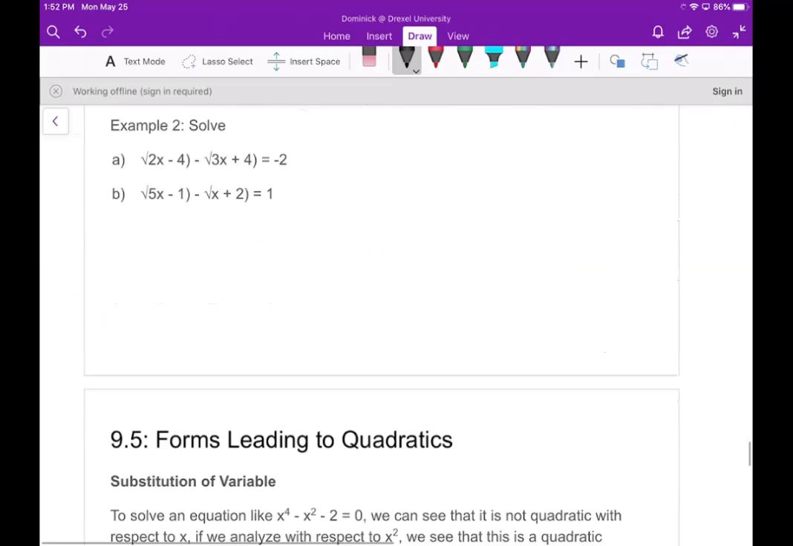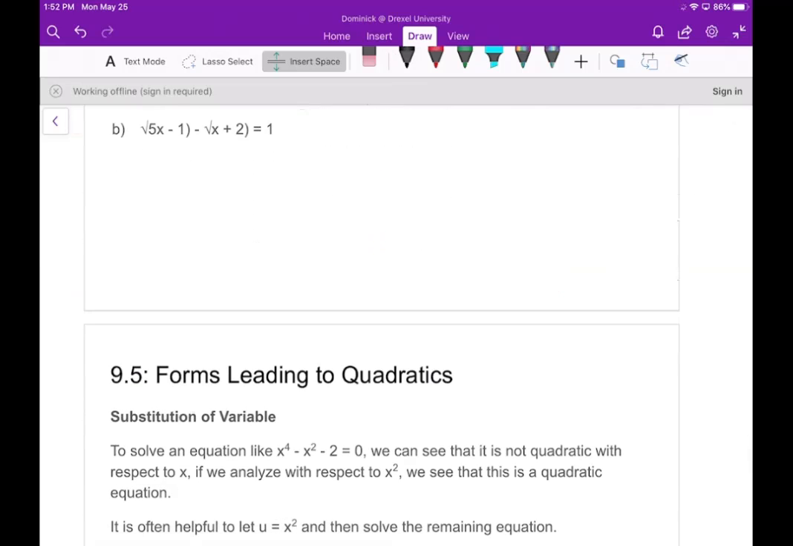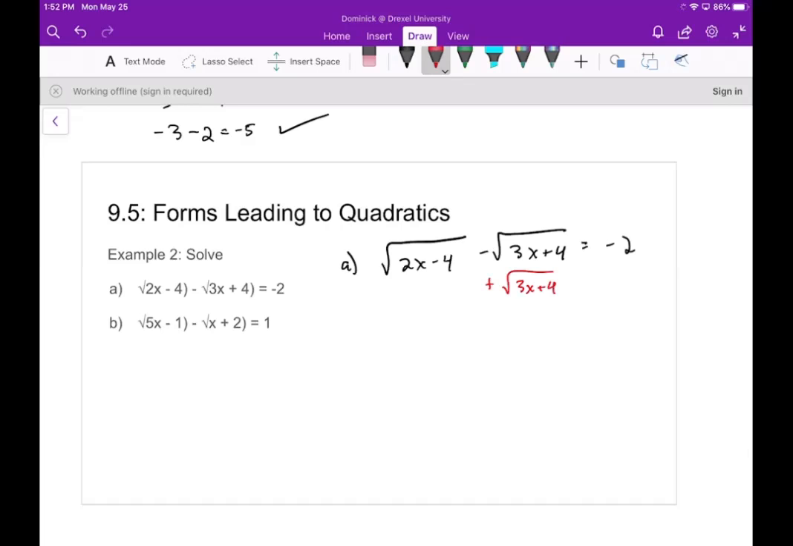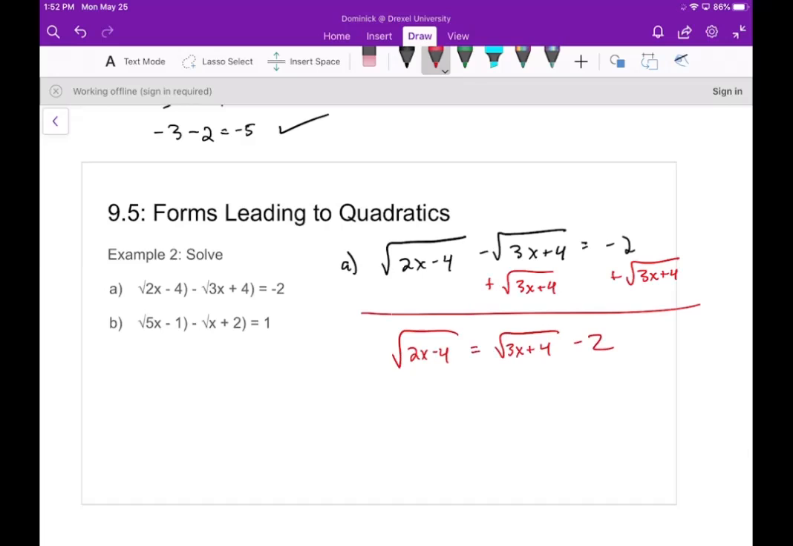Okay, now what happens if you have more than one square root? Well, then it gets a little bit more interesting. So in part A, for example, we have the square root of 2x minus 4 minus the square root of 3x plus 4 equals -2. Well, let's get the first one by itself. So let's add the square root of 3x plus 4 to both sides. And we get the square root of 2x minus 4 is equal to the square root of 3x plus 4 minus 2. And now we need to square both sides.